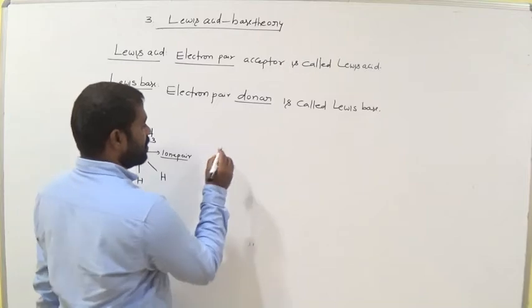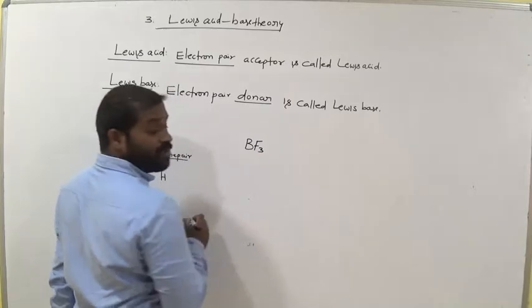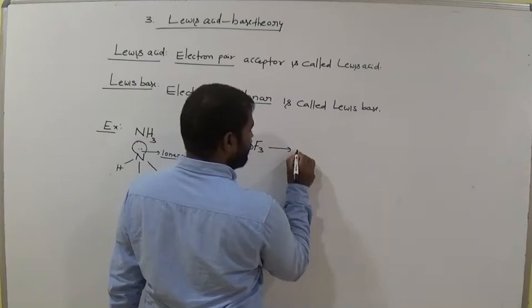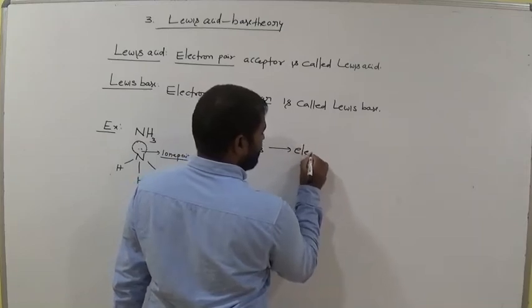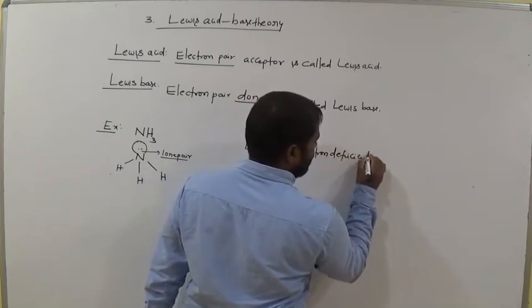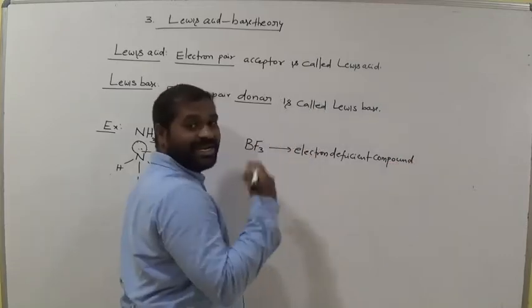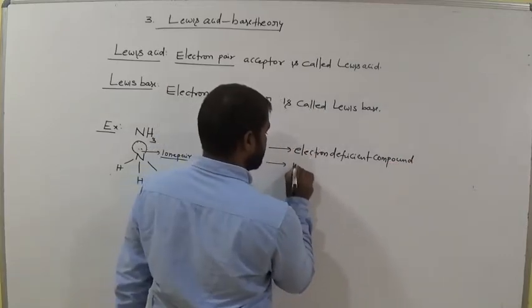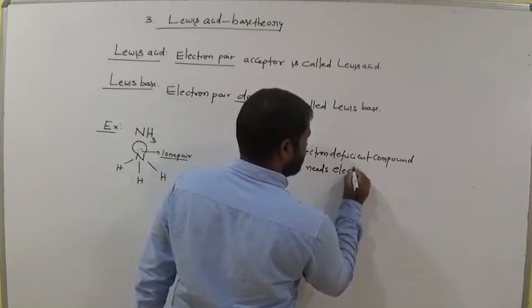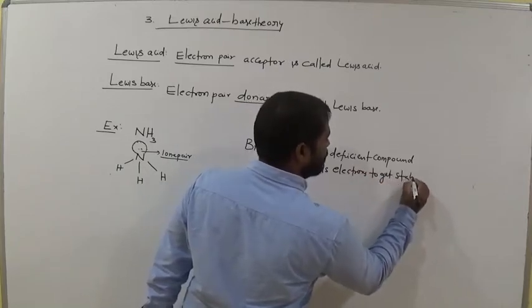Now come to one more, BF3. We call it boron trifluoride. It is an electron deficient compound. That means it needs electrons to get stability.